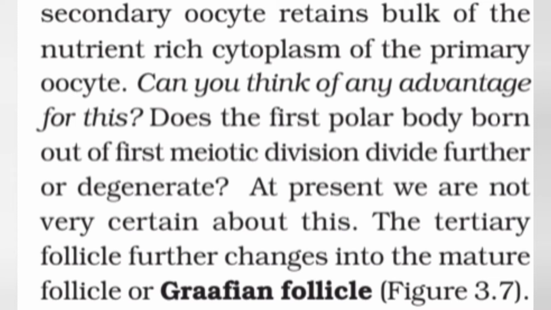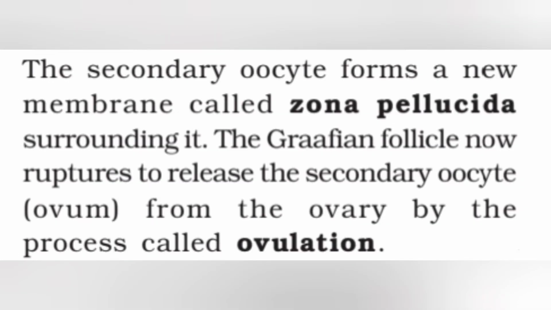Secondary oocyte retains bulk of the nutrient rich cytoplasm of primary oocyte. Thus the first polar body born out of first meiotic division divides further or degenerates. At present we are not certain about this. The tertiary follicle further changes into the mature follicle or Graafian follicle. The secondary oocyte forms a new membrane called zona pellucida surrounding it. The Graafian follicle now ruptures to release the secondary oocyte from the ovary by the process of ovulation. So what is ovulation? It is the process of releasing ovum from the ovary. Okay? Graafian follicle is ruptured now.